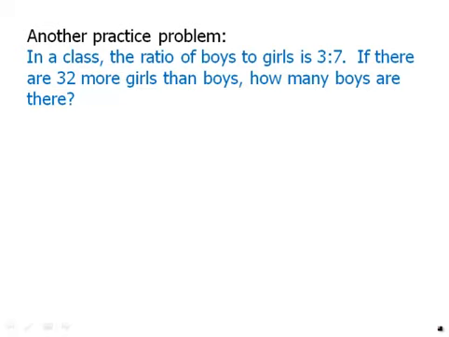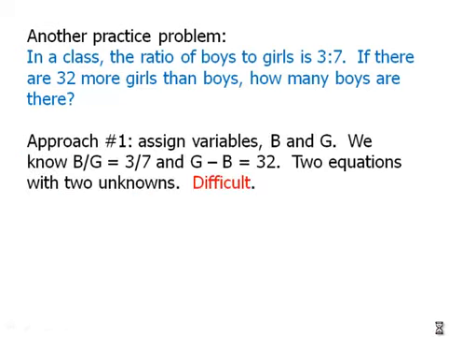Now, some people may be tempted to use algebra to solve this. So, for example, one could assign variables. B is the number of boys, G is the number of girls. We could set up two equations, B over G equals 3 over 7, G minus B equals 32. We'd have two equations with two unknowns. We would be able to use algebraic techniques to solve this, but that would be very long and time-consuming. So I would not recommend that particular approach.